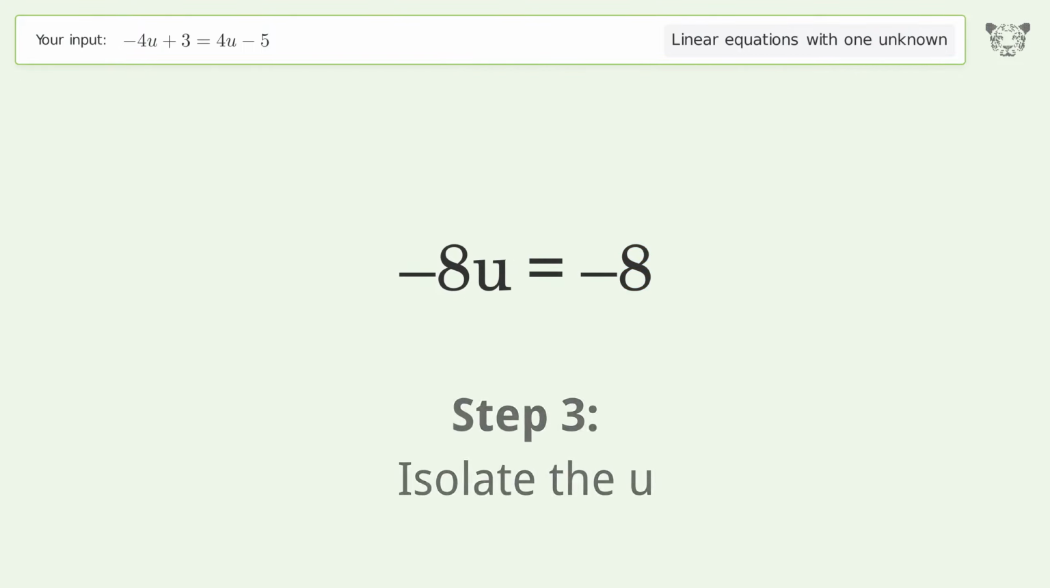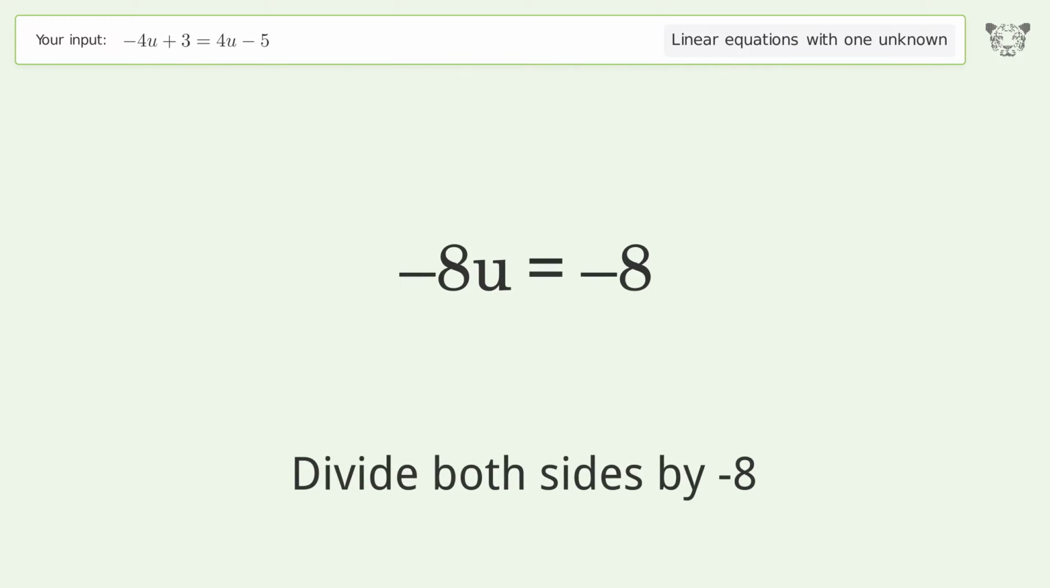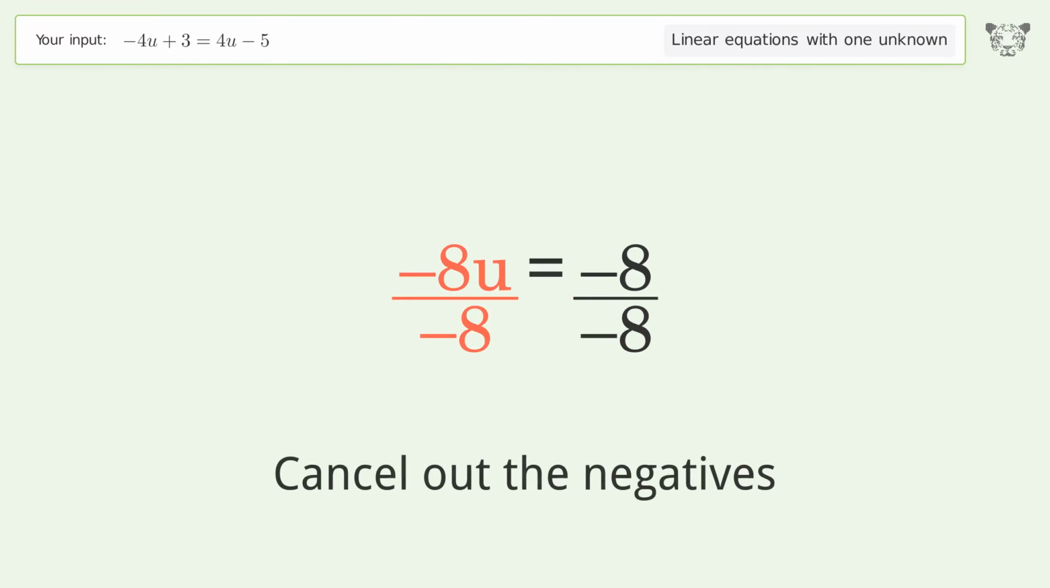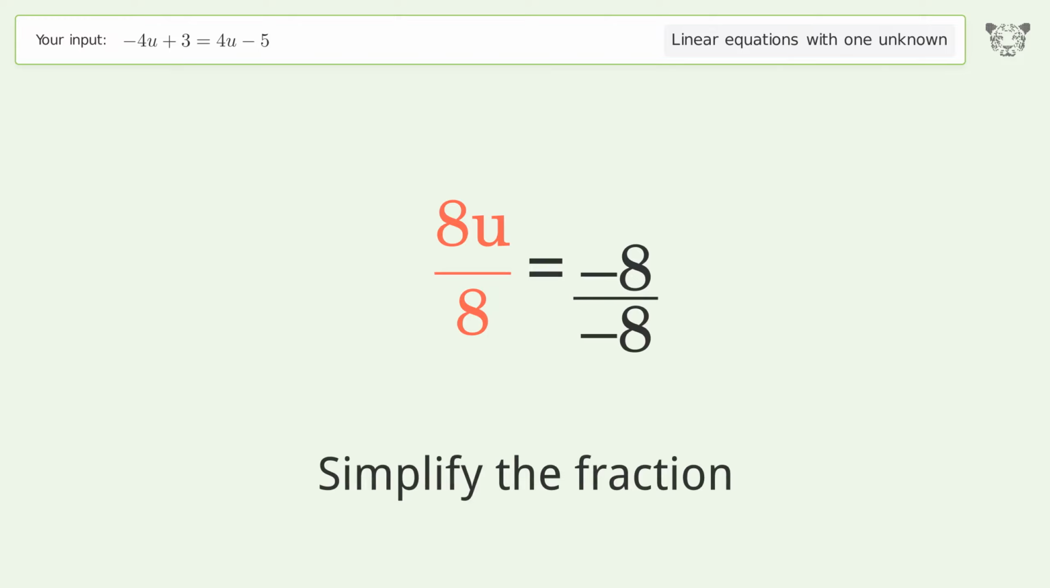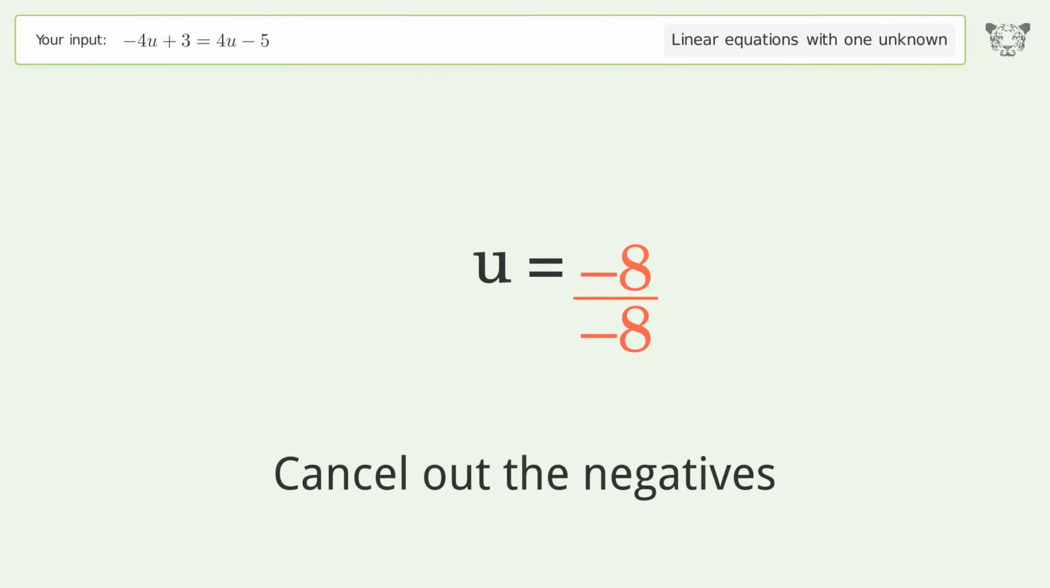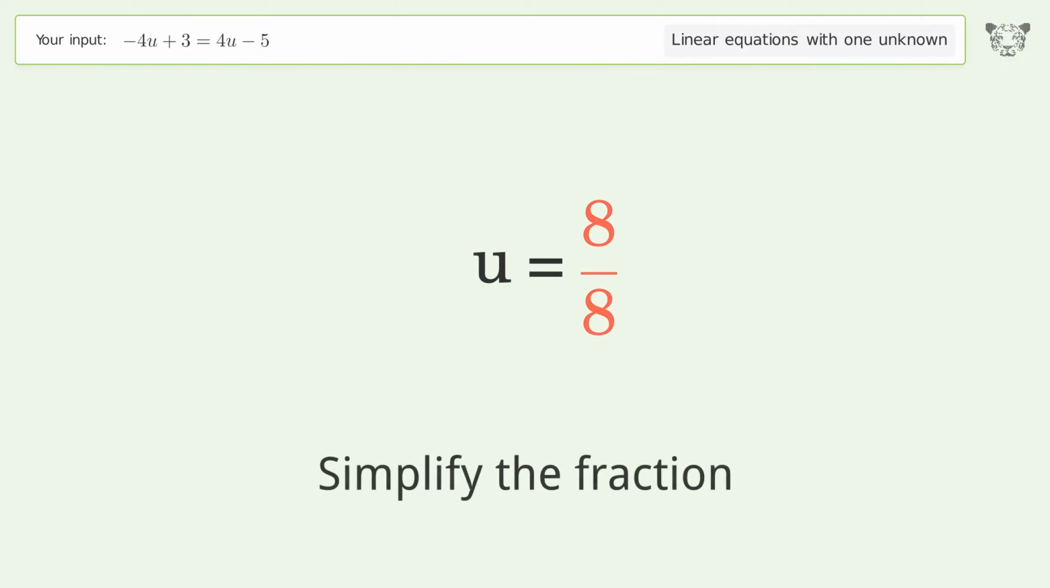Isolate the u. Divide both sides by -8. Cancel out the negatives. Simplify the fraction. Cancel out the negatives. Simplify the fraction.